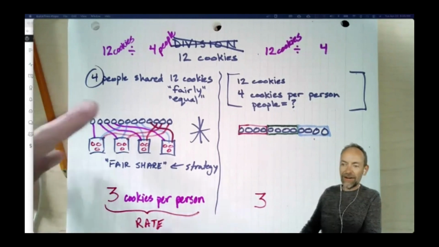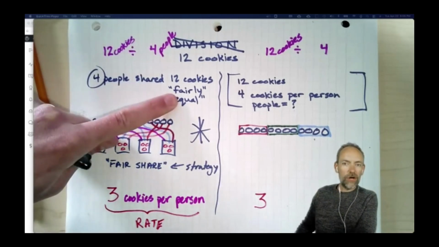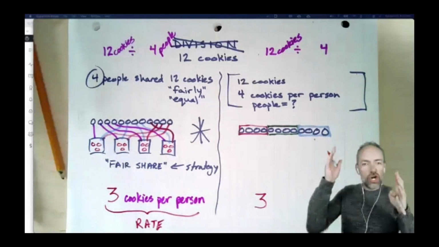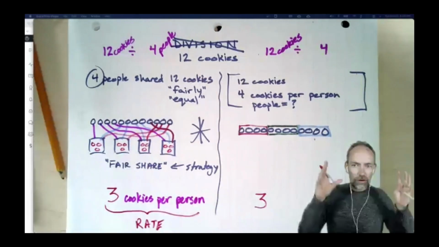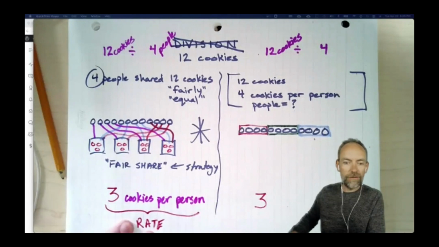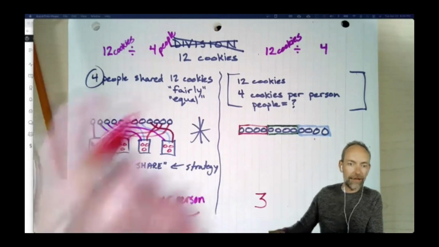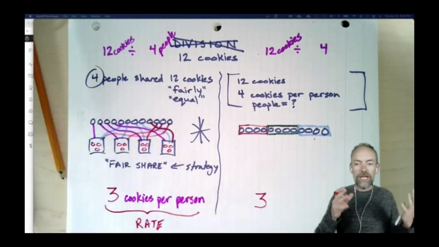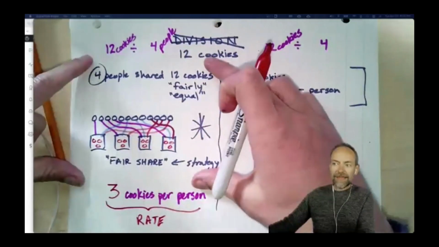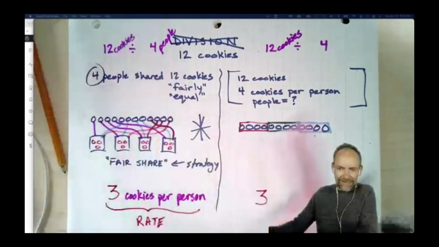In this scenario, when we are fair sharing, when we are dividing with the intent to take a quantity and chop it up into fair groups, we are finding or revealing a rate, is how we like to say it. So we're actually revealing the rate here, and we're saying the rate is 3 cookies per person in this scenario.